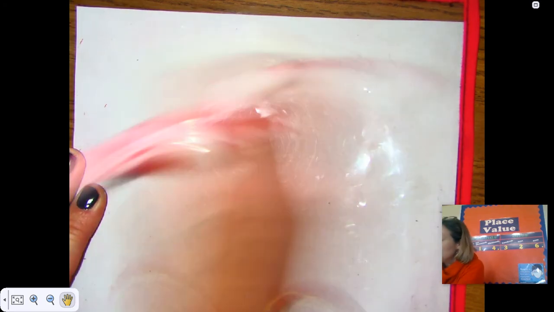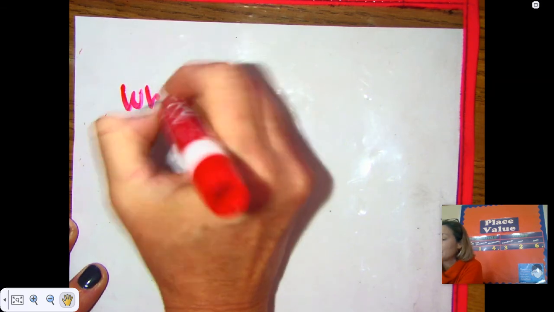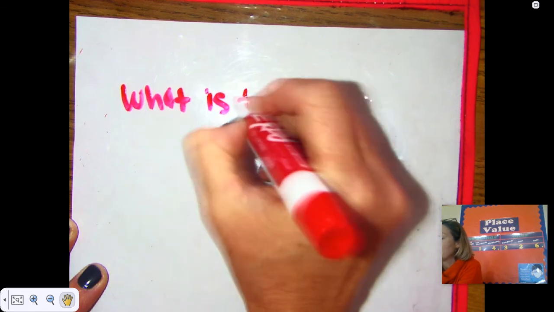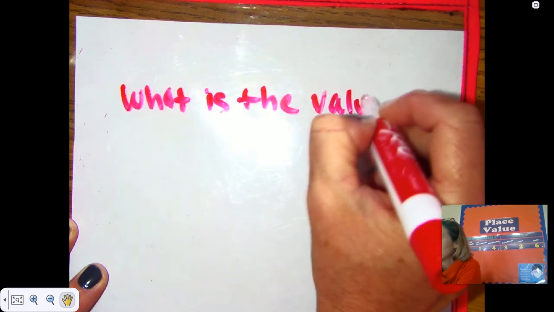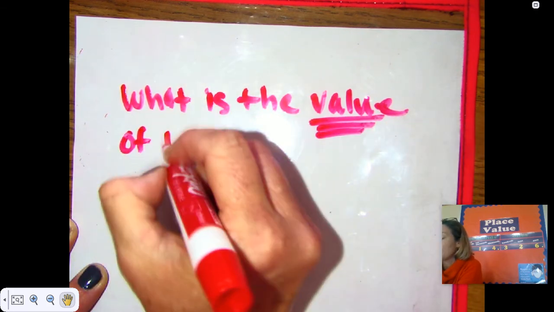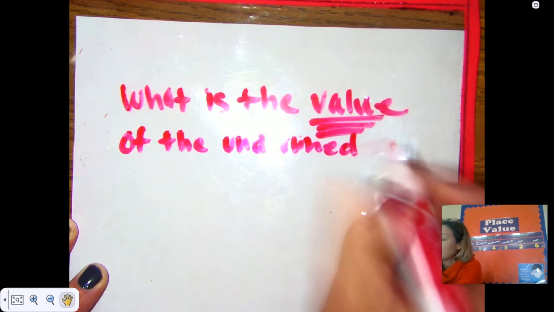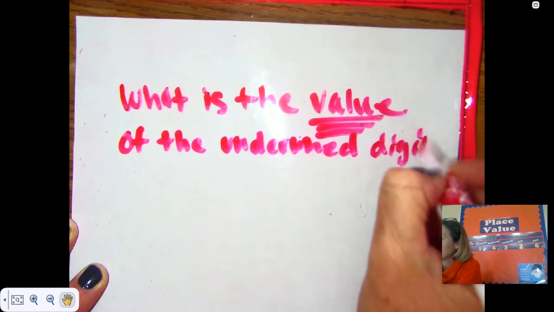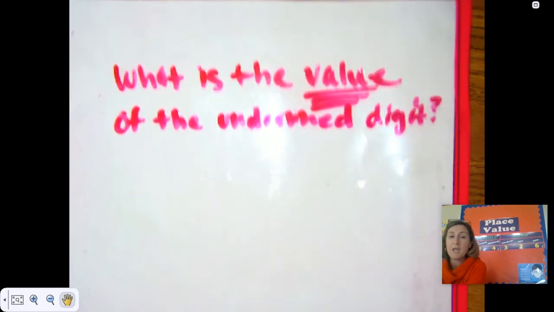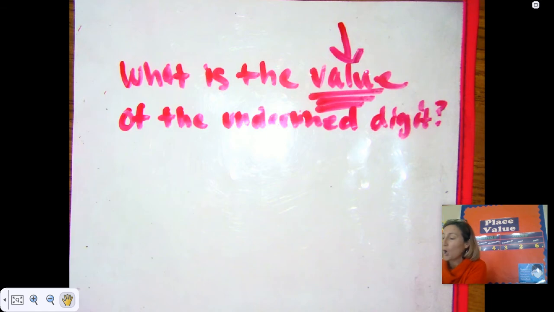All right. Now, here is a question that you might see. It might say, what is the value of the underlined digit? Remember, a digit is just a number. But there's our bing bing word right there. Value, money. How much is it worth?